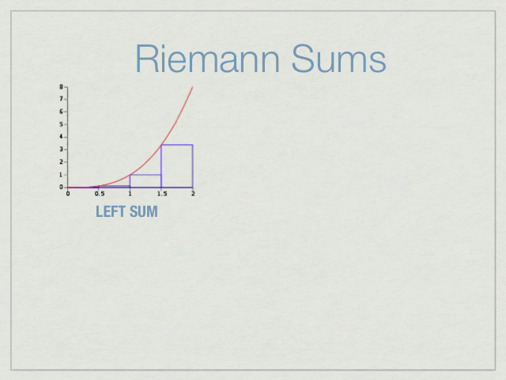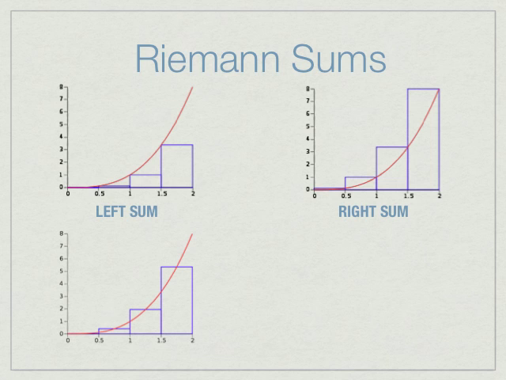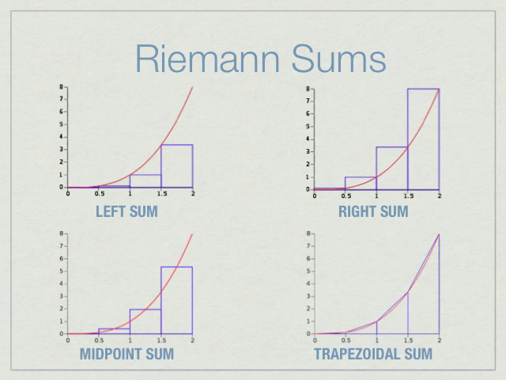The other option that we can use is Riemann sums. There are 4 different types of Riemann sums we're going to look at today: a left sum, a right sum, a midpoint sum, and a trapezoidal sum. Let's note that we're going to use 4 subintervals for each of these, and we're going to be using the graph y equals x cubed.